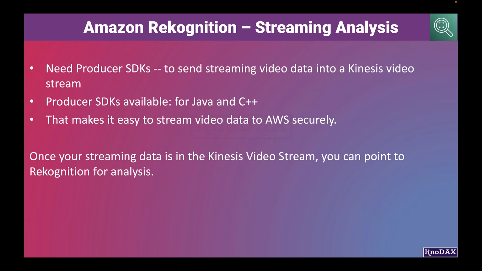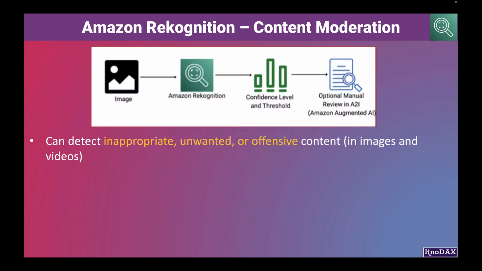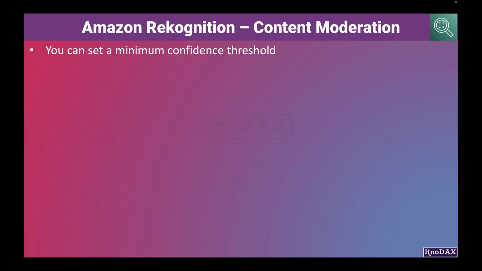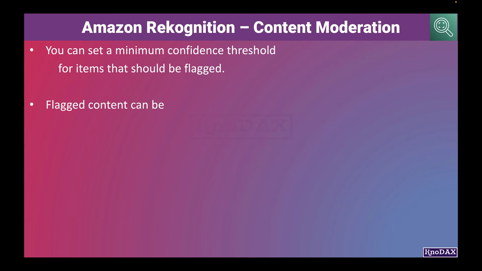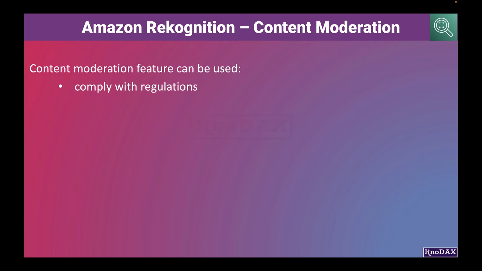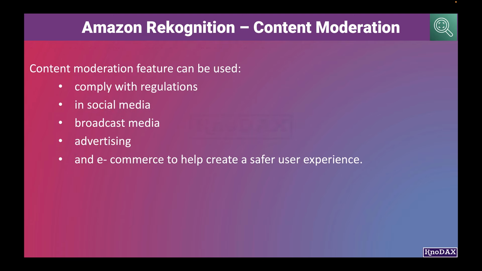Using Amazon Rekognition, you can detect content that is inappropriate, unwanted, or offensive in images and videos. This feature can be used in social media, broadcast media, advertising, and e-commerce to help create a safer user experience. You can set a minimum confidence threshold for items that should be flagged. The flagged content can be manually reviewed in Amazon Augmented AI. The content moderation feature also helps comply with regulations in social media, broadcast media, advertising, and e-commerce.